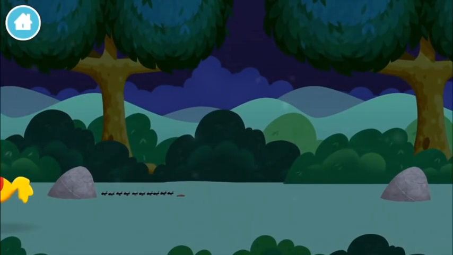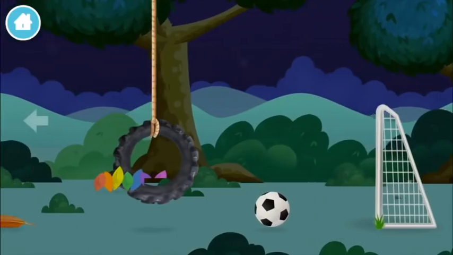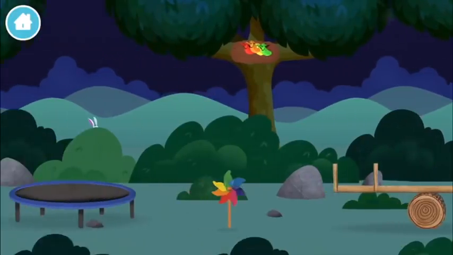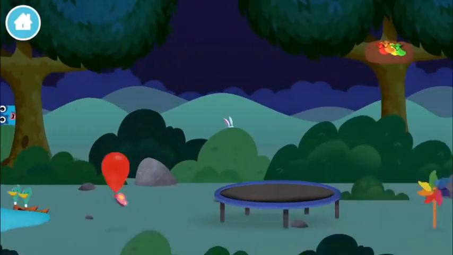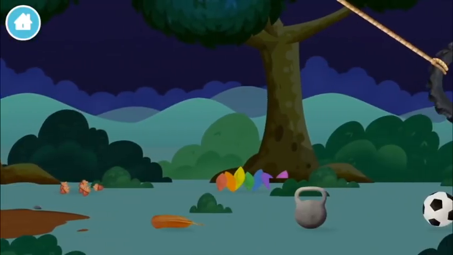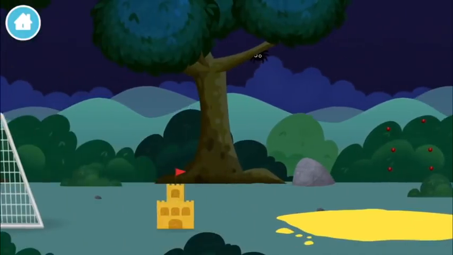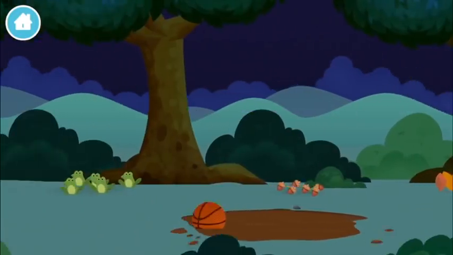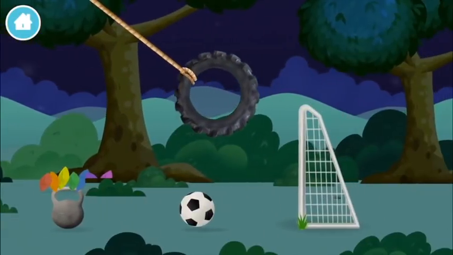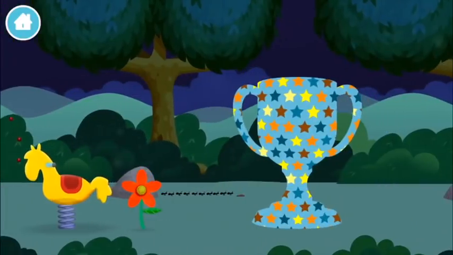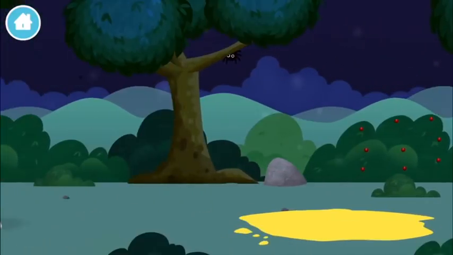A flower. A weight. A sandcastle. Try looking to the left. You found one!